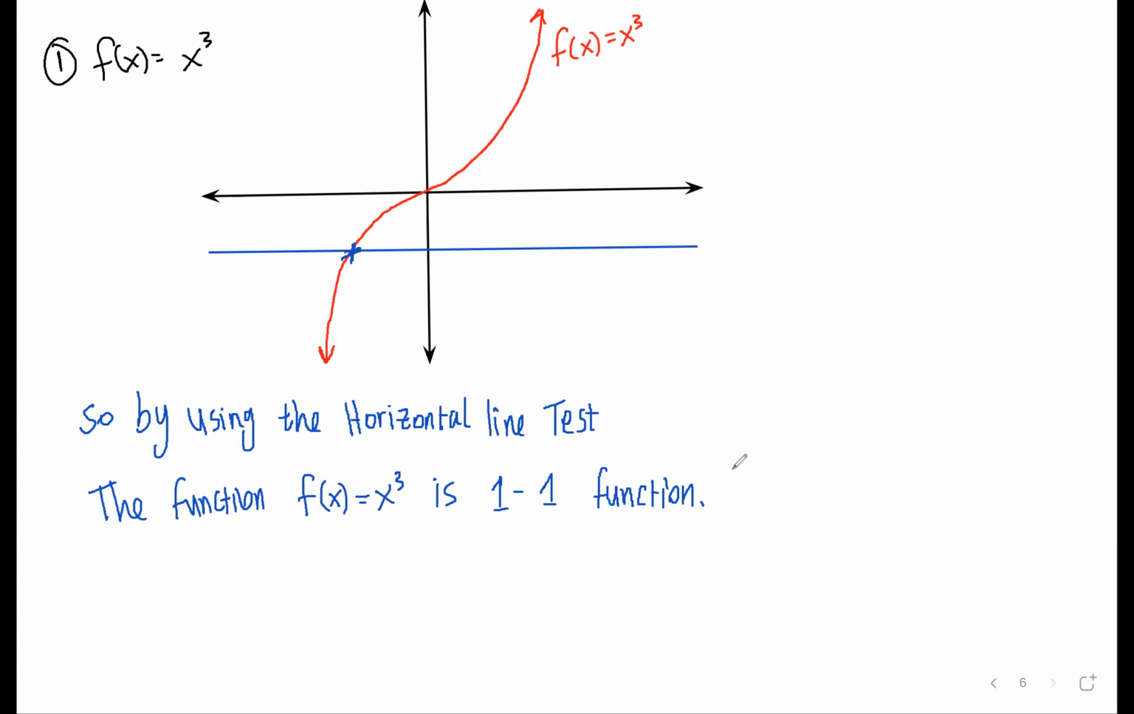Any question? Any question for this example? How to check by using the horizontal line test? The graph of this function is 1-to-1.